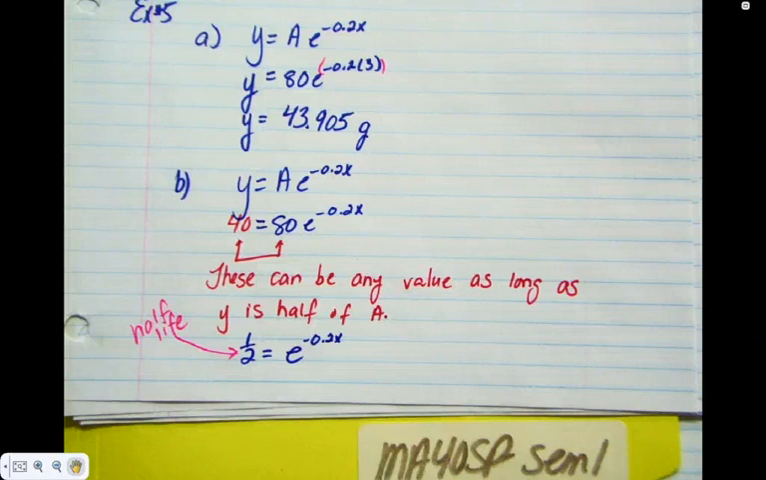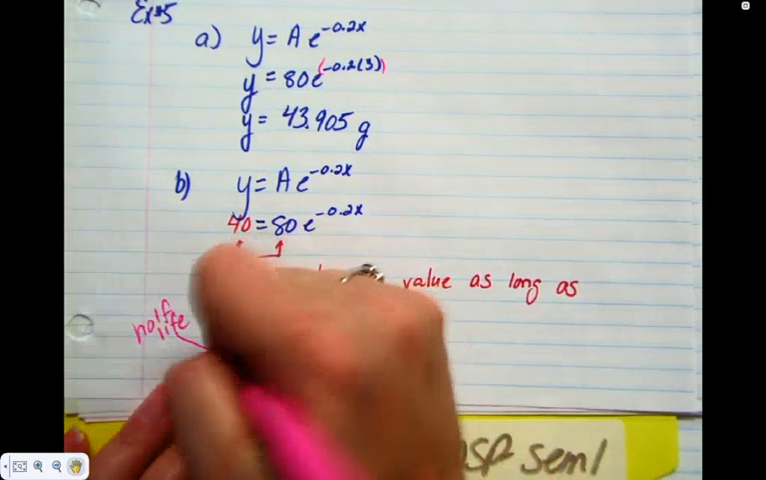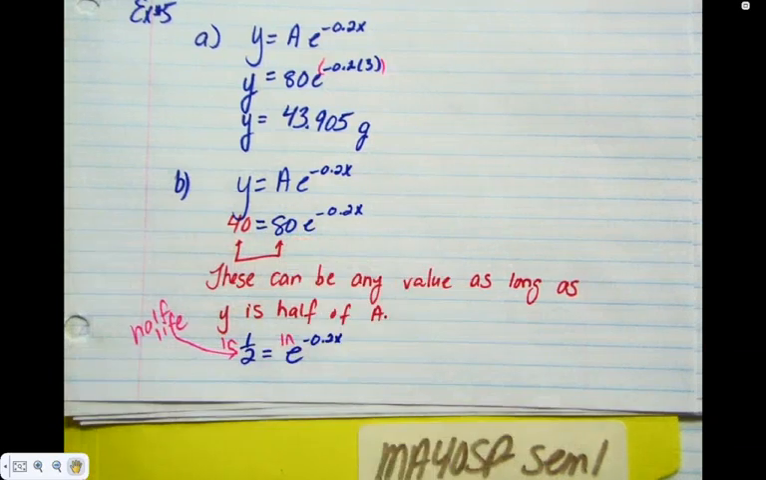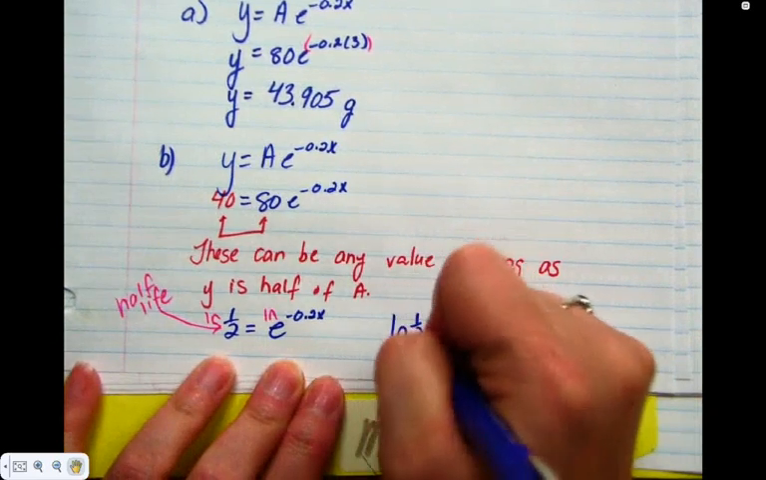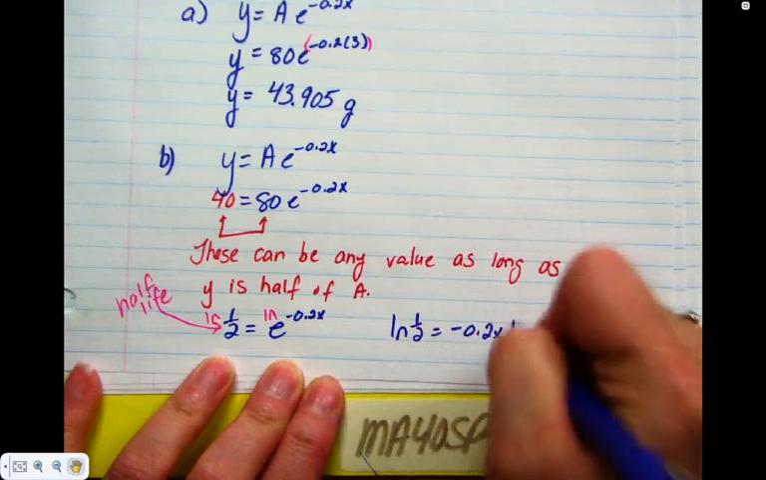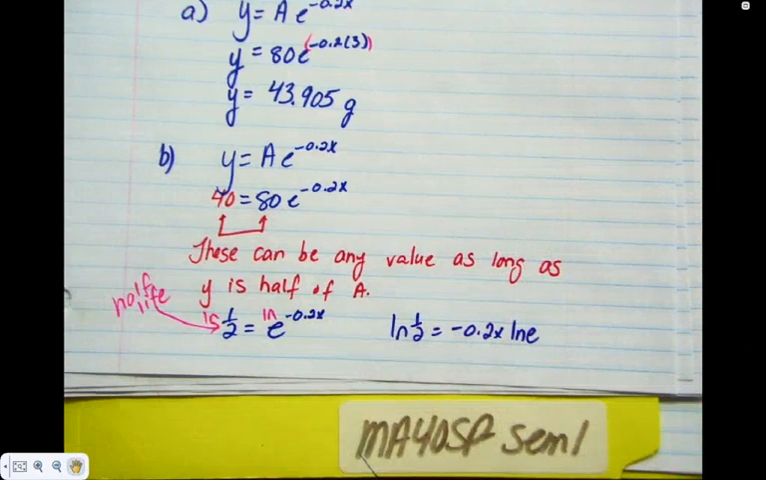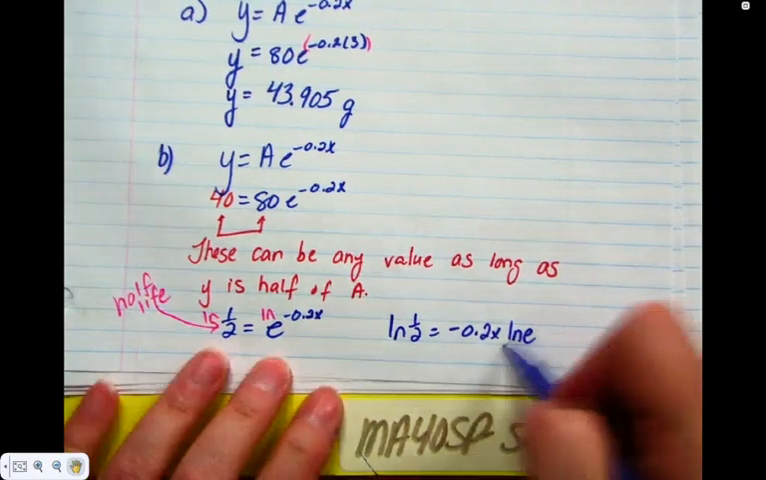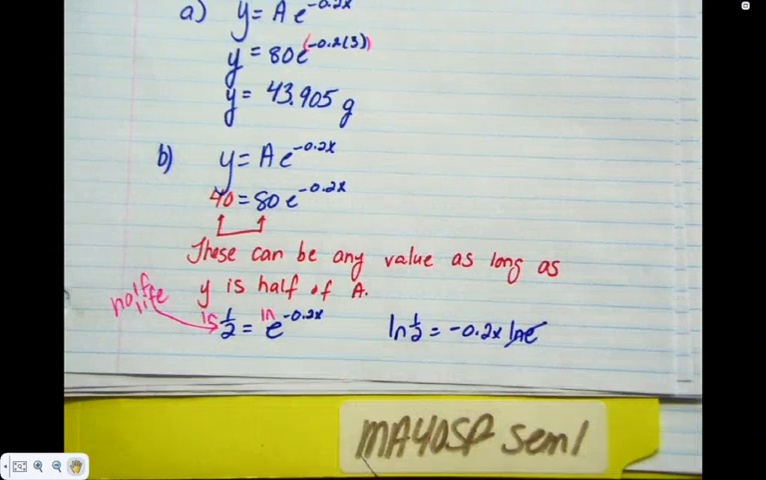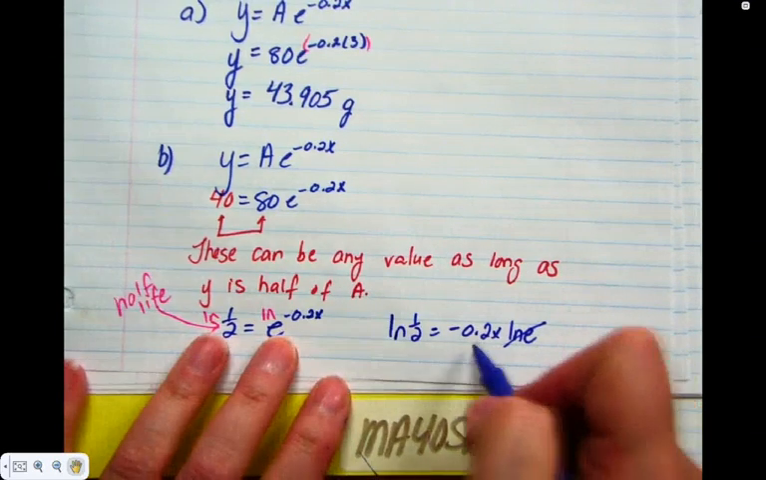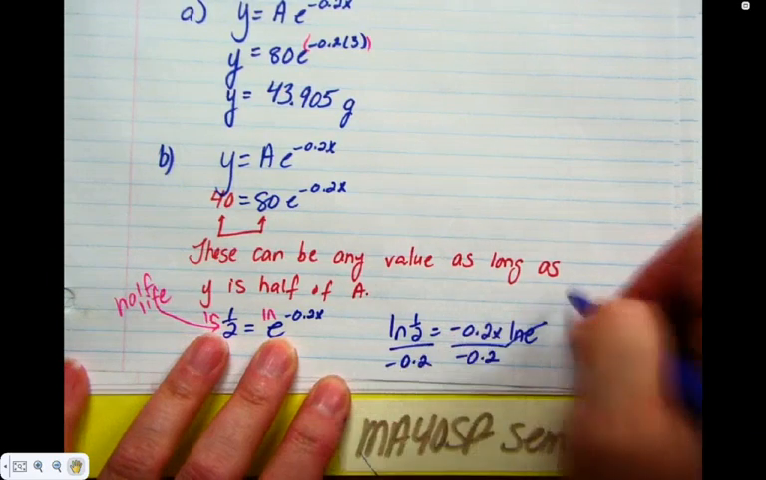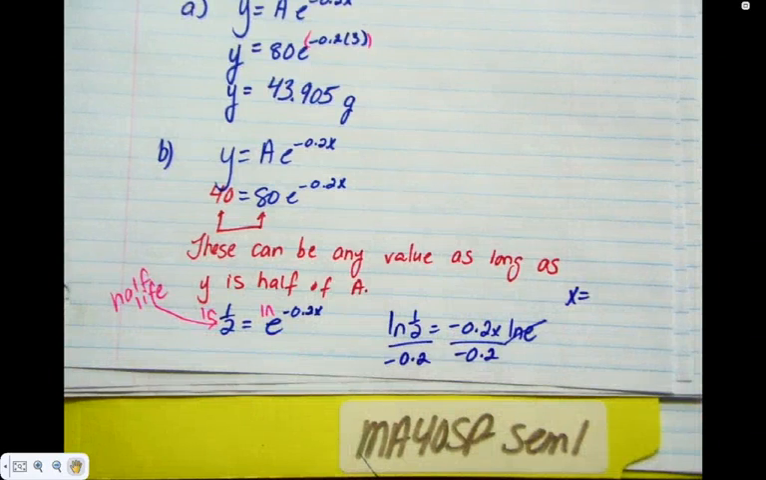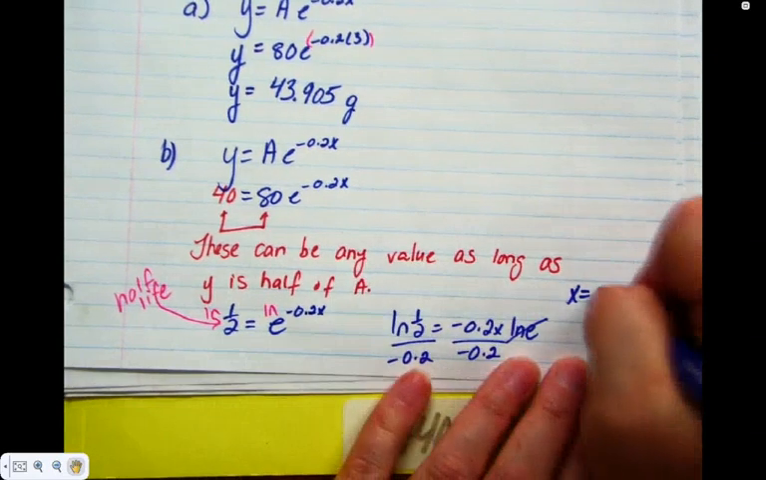Okay, after we divided, what did we do? Okay, what did we do after that? Divide both sides by -0.2 for a grand total of 3.466 with rounding.